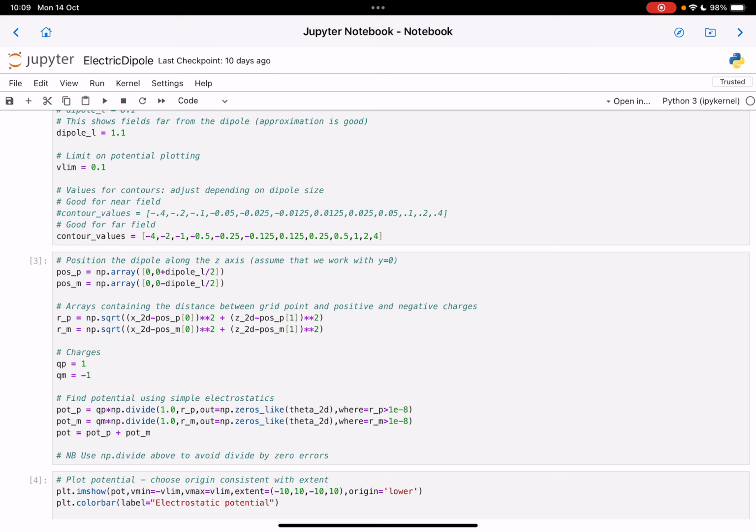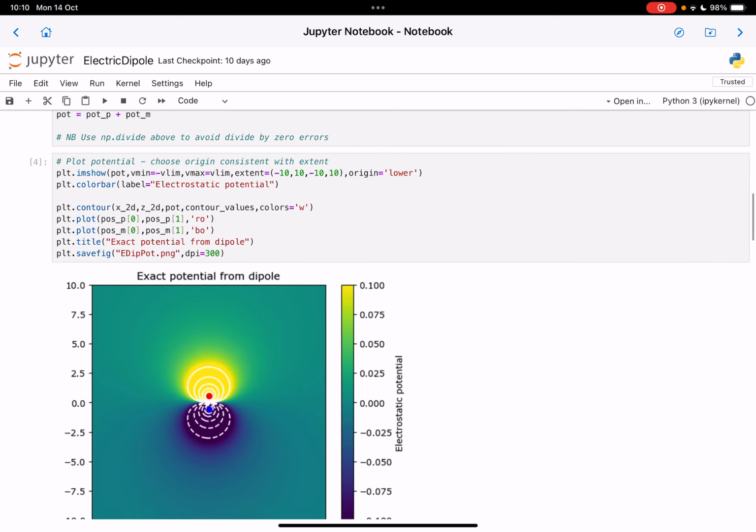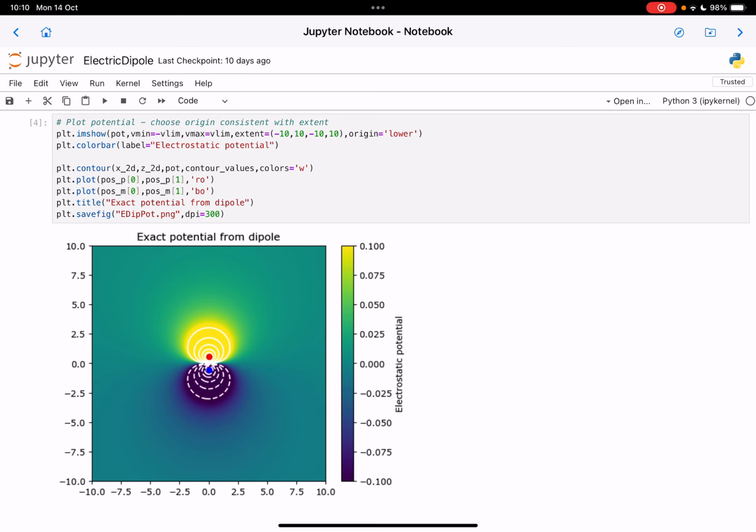So we put the dipole centered on the origin, and then the arrays Rp and Rm are arrays of the points R plus and R minus, and down at the bottom of cell 3 here, we just find the total exact potential by adding them up. And we can plot that, and here's an example of the plot. You can see it's the standard dipole where you've got a positive potential near the top and a negative potential near the bottom where the plus and minus charges are.